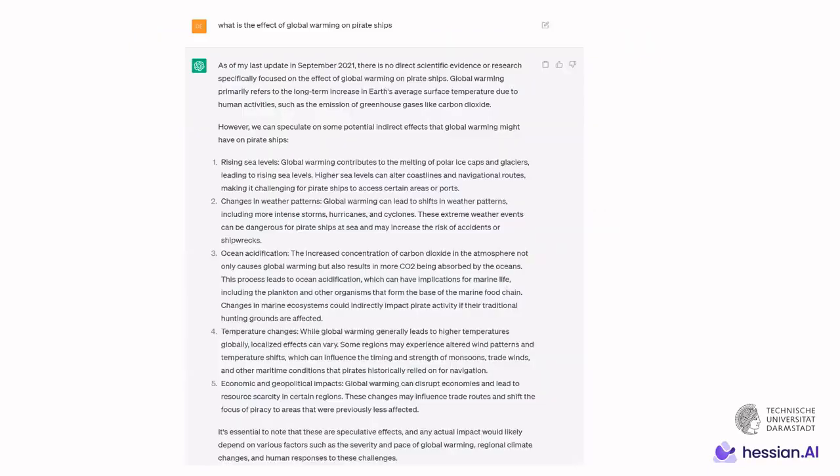So then I asked ChatGPT also, because even if no one knows about AI or machine learning, they know about ChatGPT, right? So I asked, what is the effect of global warming on pirate ships? I wanted to know, does it think the way I think, or anyone here thinks? So there is no direct scientific evidence or research that has been done on the effect of global warming on pirate ships. But we can separate some potential indirect effects: rising sea levels, changes in weather patterns, ocean acidification, temperature changes, economic and geopolitical effects.